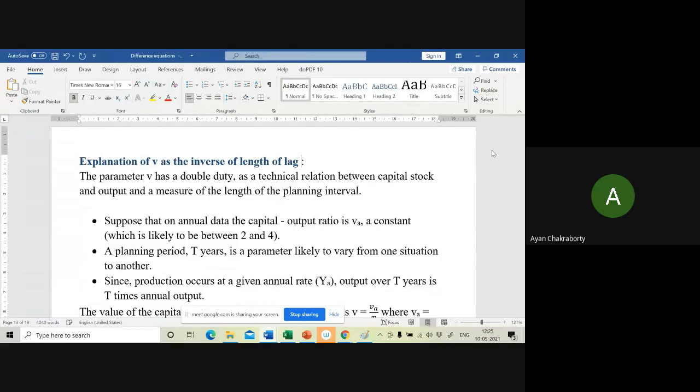Ma'am, is it the capital output ratio or the incremental capital output ratio? Incremental capital output ratio.